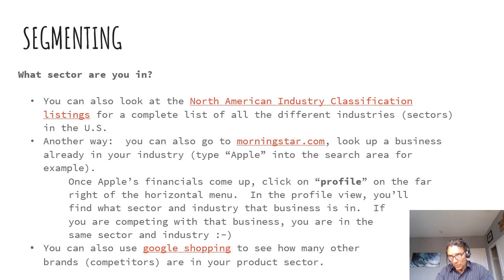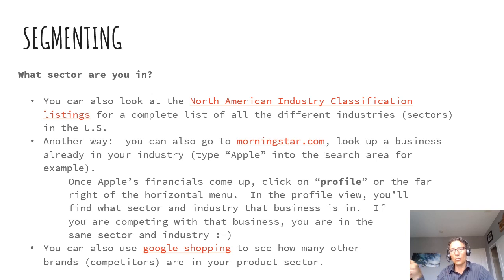Another way you can do this, your second bullet point on this slide, is to go to Morningstar.com. Morningstar is a stock quote site like E-Trade and all these other ones. But it has a search bar where you can type in a business that's already in that sector. So maybe you want to be the next cell phone manufacturer and you've got a product idea. You can type in an existing competitor that you know of. They have to be a public company. Type in Apple, and it'll take a little bit, but then it'll pull up a quote for Apple. It'll tell you their stock price and a bunch of other stuff.